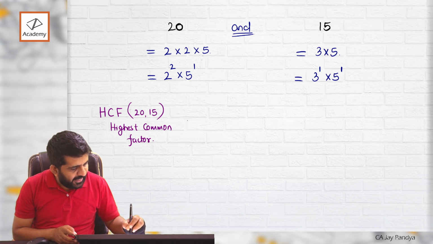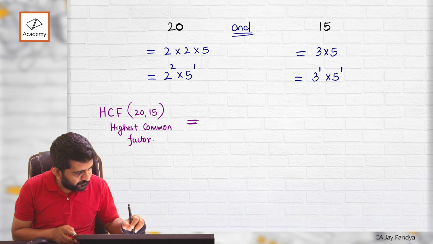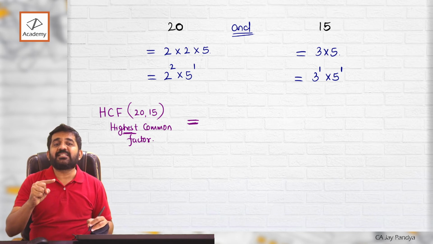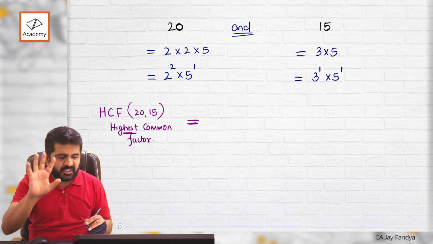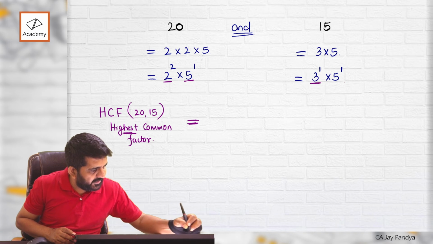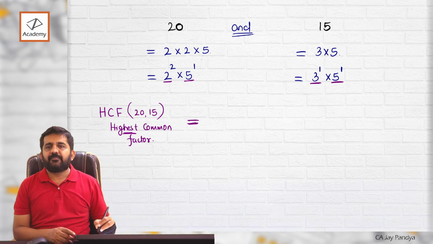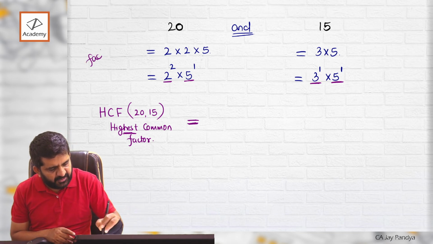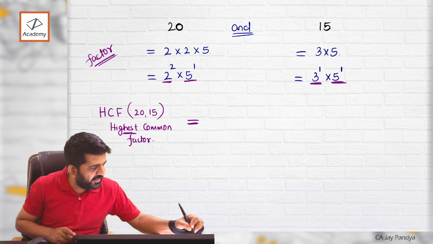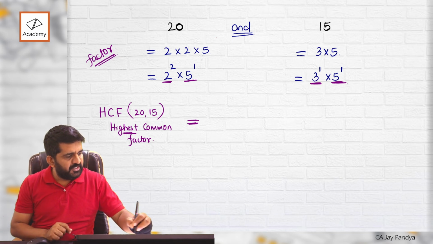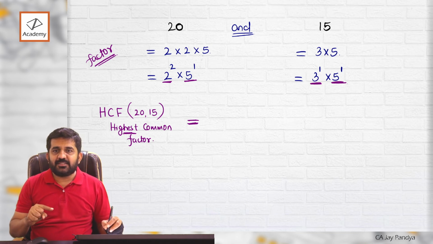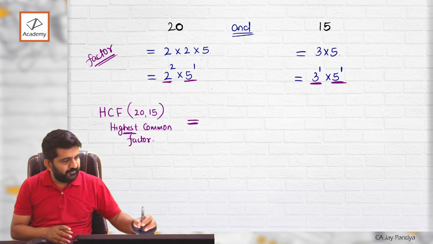Right? As the name suggests, first, which is the highest factor? Now, what is a factor? I'll tell you. 2 is a factor. 5 is a factor. 3 is a factor. 5 is a factor. Right? What is the name of it? Factor. What are the factors? 2, 5, 3 and 5, in both the numbers. Which numbers? 20 and 15. Sorry.